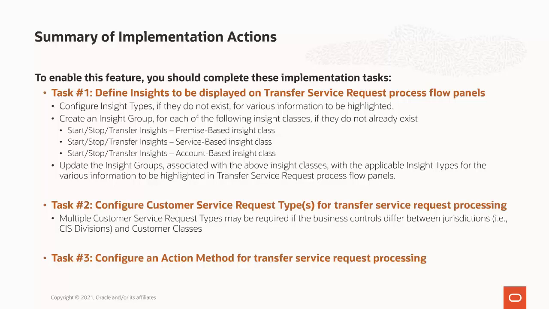Next, you must configure one or more customer service request types for transfer service request processing. These contain the business controls or configuration options and extension points to support various business requirements. Process flows and back-end customer service requests use these for processing transfer service requests. Multiple customer service request types may be required if the business controls or configuration options and/or extension points differ between jurisdictions, that is, CIS divisions and customer classes.